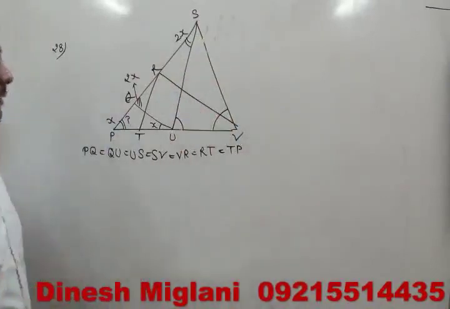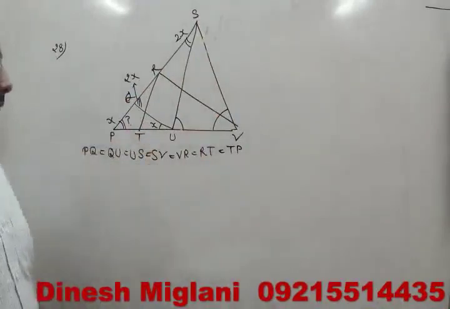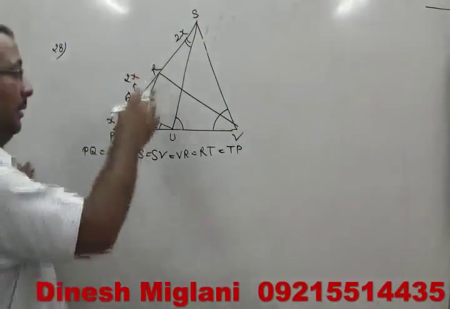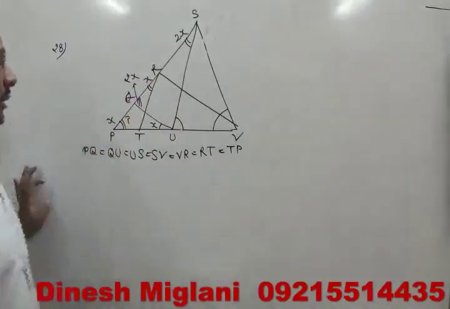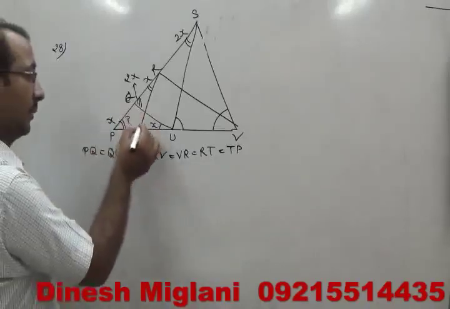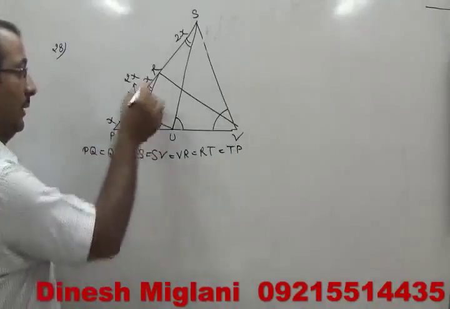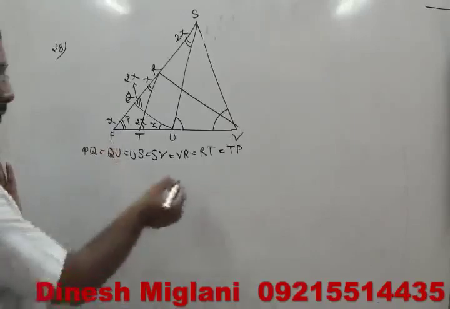Then VR is equal to RT. This angle is equal to that one, and RT is equal to TP. When I say RT is equal to TP, it means this must be x, because it is given that RT is equal to TP. So I can say this must be equal to x. Now if this is x, this angle must be equal to 2x. Again, external angle, so that angle is equal to 2x. Further it is given that RT is equal to RV.